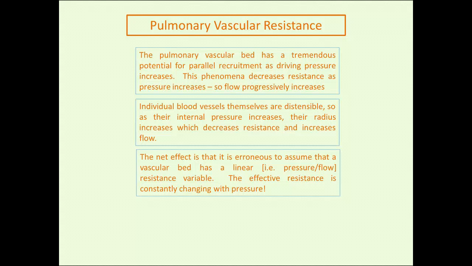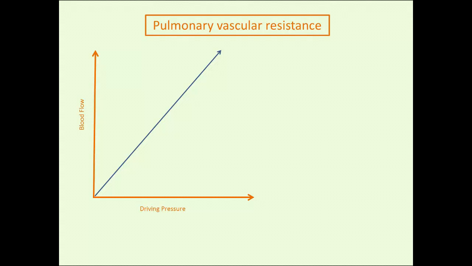The net effect is that it's erroneous to assume that the vascular bed has a linear pressure-flow slope, rise over run, however you want to calculate it. Pressure over flow is a linear relationship, resistance variable. The effective resistance is constantly changing with changes in driving pressure. So let's depict this graphically.